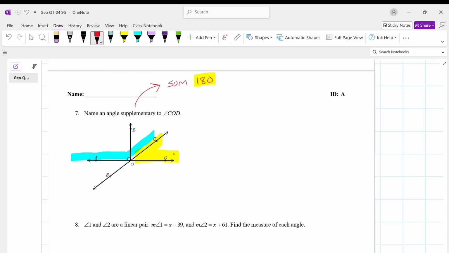So name an angle supplementary to COD. That would be angle AOC. You could also call that angle COA. Now, while we're here, some people see this diagonal line immediately, and their eyes go to this purple angle. Purple angle plus the yellow angle, they're next to each other, they form a line, don't they? All right, so those are supplementary as well. So another 2 answers could be angle BOD or angle DOB.